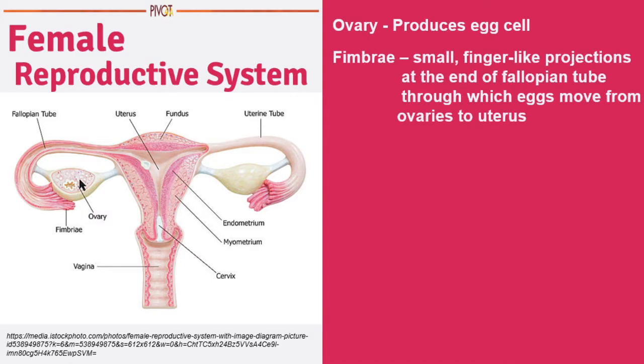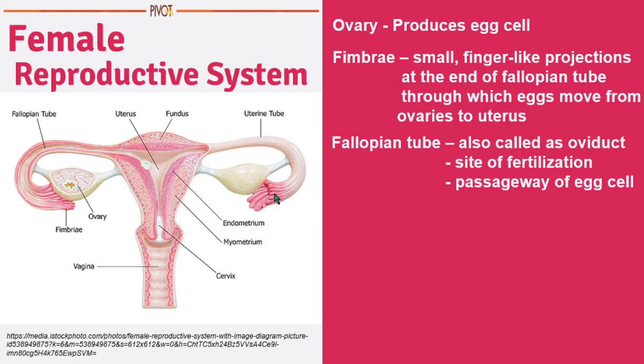Next, we have the fimbriae, or small finger-like projections at the end of the fallopian tube through which eggs move from the ovaries to the uterus. So these are the small finger-like projections. This is the fimbriae, and it serves as the passageway from the ovary to the fallopian tube.